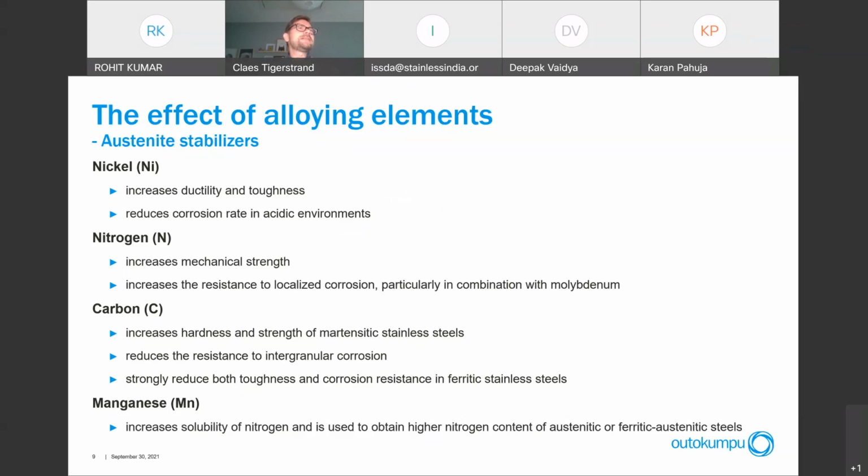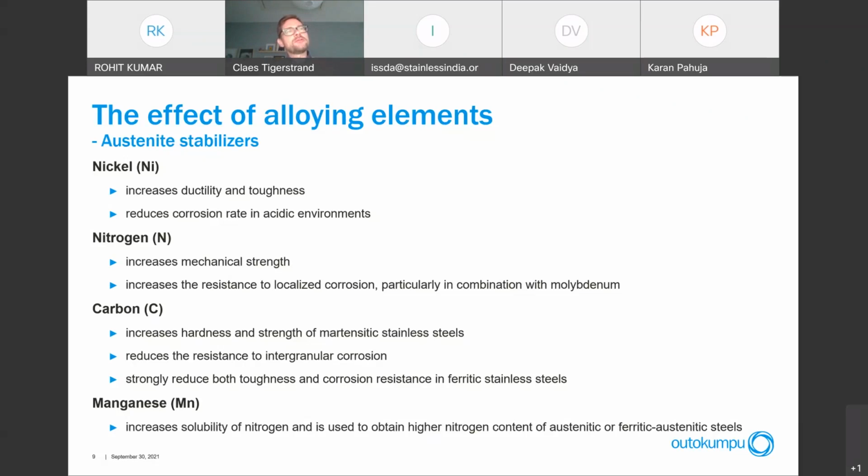Nickel also increases the ductility and toughness of the stainless steel. It also reduces the corrosion rate in acidic environment. But looking at the localized corrosion resistance, as we will see soon, nickel doesn't have a big influence. So it's typically when you have an acidic environment that you can see the benefits. So the most important aspect of nickel is to actually be able to create the austenitic structure, which has a very high ductility and toughness.